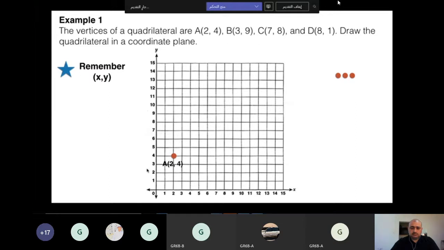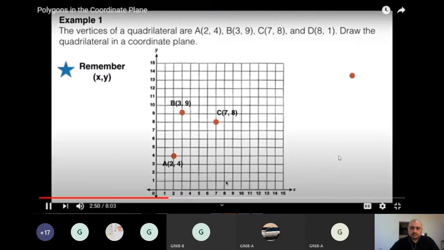Next, B is at (3, 9). Again, 3 is the x coordinate, so on my x-axis I'm going over 3, then all the way up to 9. That is where that point goes. Again, label it: B is at (3, 9). C is at (7, 8). Go over 7, up 8, right there. Label that. And then finally D: over 8 and up 1. Then label that. Really, it's pretty simple.